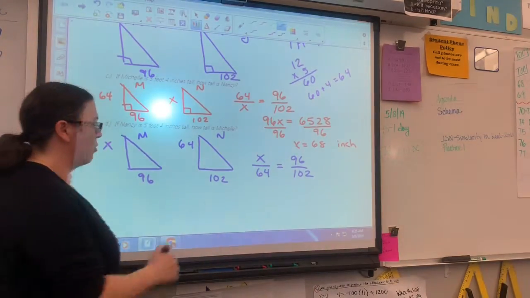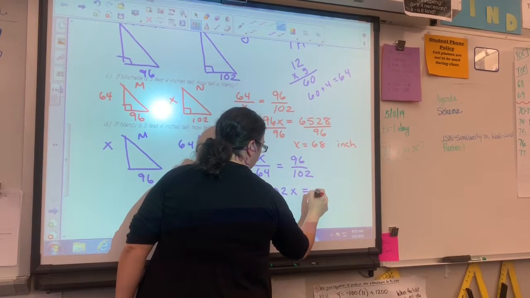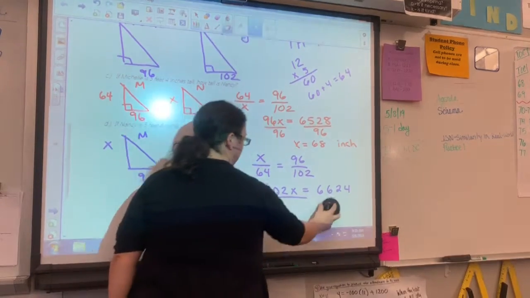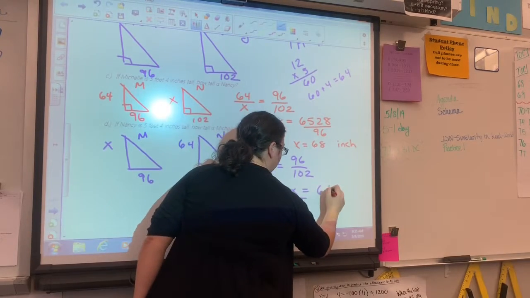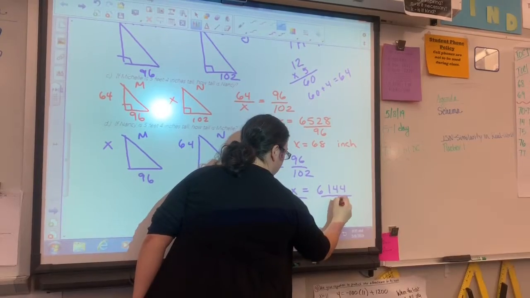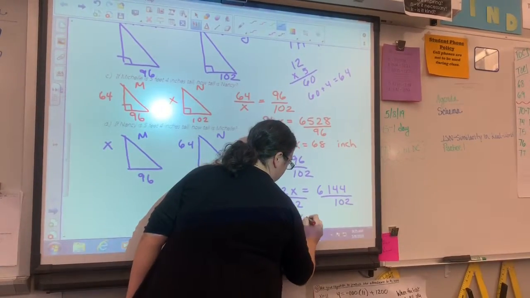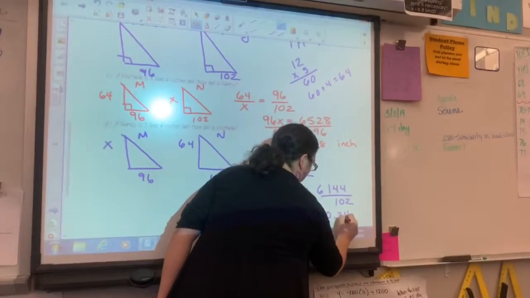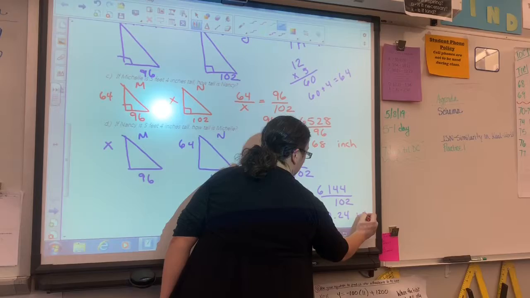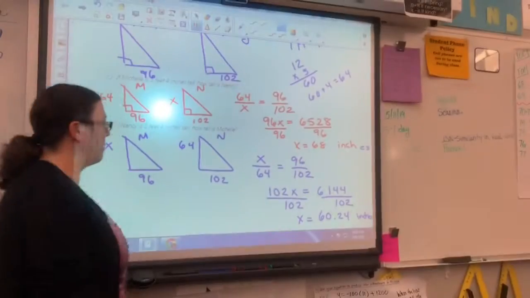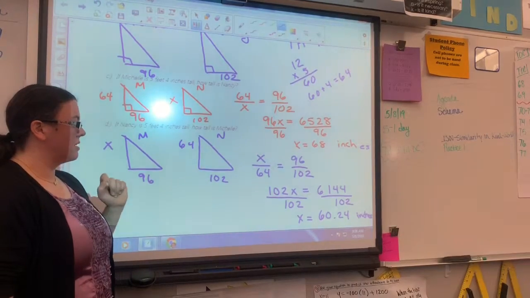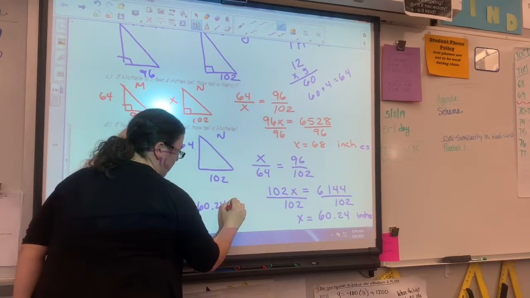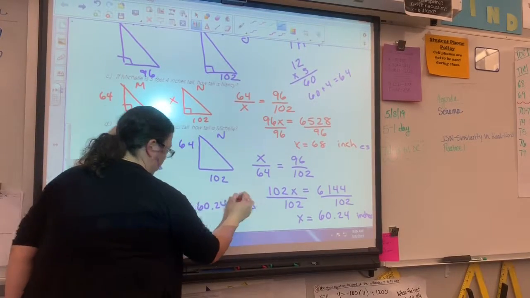So 102 times X equals 64 times 96. What is that? 6,144. Divided by 102 is about 60.24. Wait, Nancy is taller. Well, we switched it, remember? Oh, yeah. Nancy is taller because she's 64, and now Michelle is 60. So in this case, Michelle is 60.24 inches tall. That's going to be our final answer in inches.